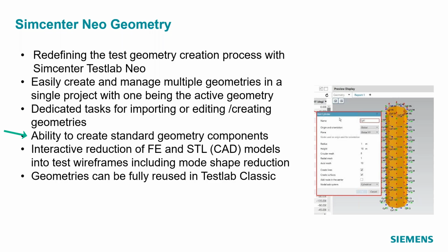Like I said, you can create standard geometry components, just like you can in Classic. There's also this interactive reduction of your finite element or your CAD files. There's also mode shape reduction included, so I'll show that as well. If you're reducing a large finite element model down to a smaller number of nodes, you can reduce the mode shape with it. And any geometry you create in Testlab Neo, you can use in Testlab Classic as well. The projects go back and forth between the two without any issue.